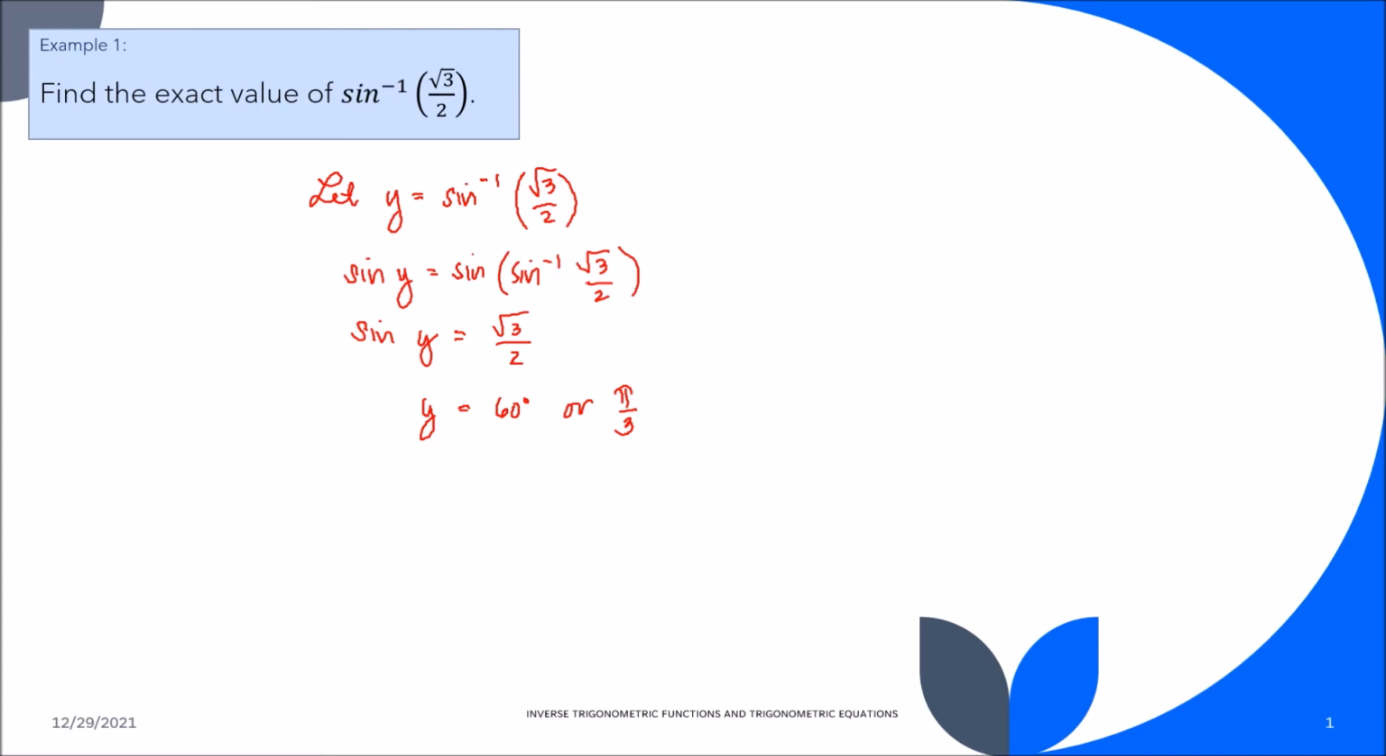Remember that the angle having a sine ratio that is equivalent to square root of 3 over 2 is 60 degrees or pi over 3 based on our table of values. Therefore, the inverse sine of square root of 3 over 2 is pi over 3.